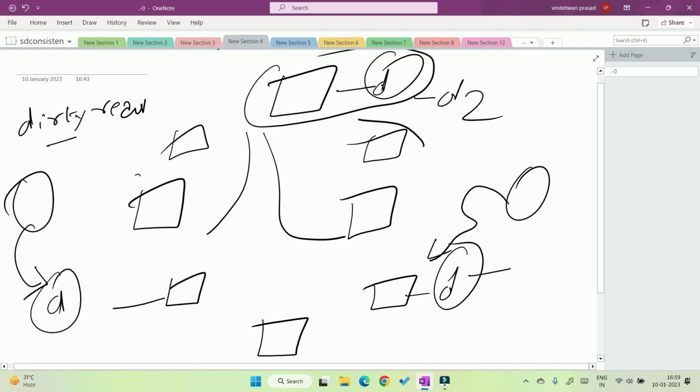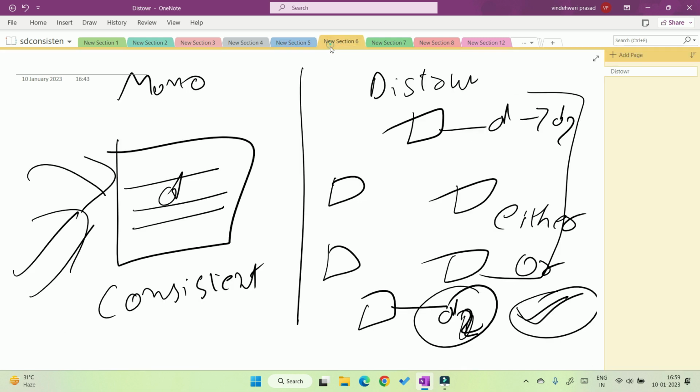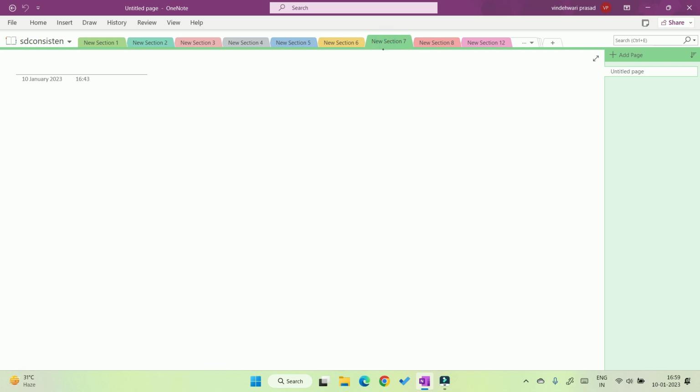I hope you understand what a dirty read is. Reading the old data is called a dirty read. I hope you understand the example of social media. Monolithic is always consistent. We have to make the distributed system consistent. And you understand. Let me finish one more important thing.